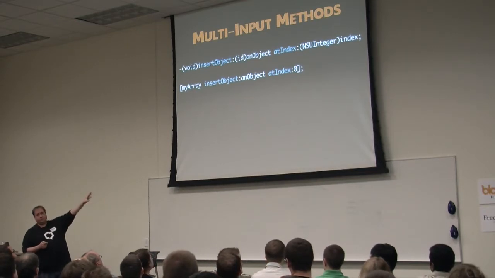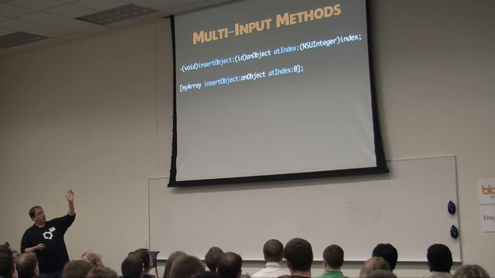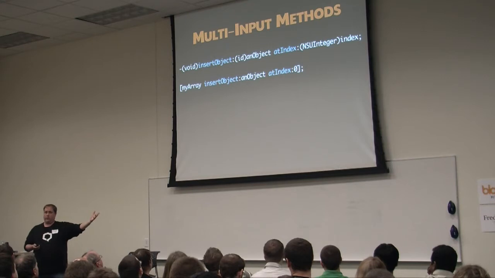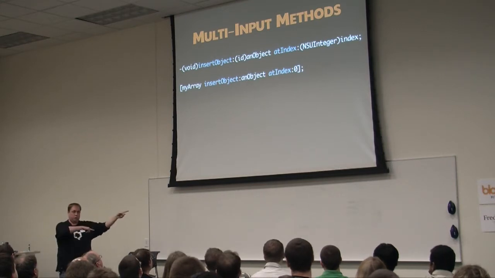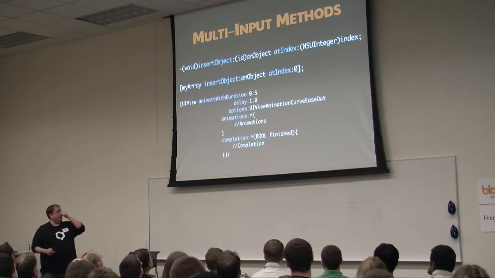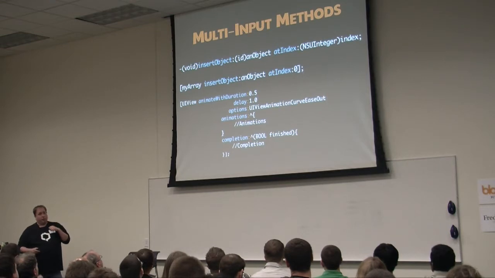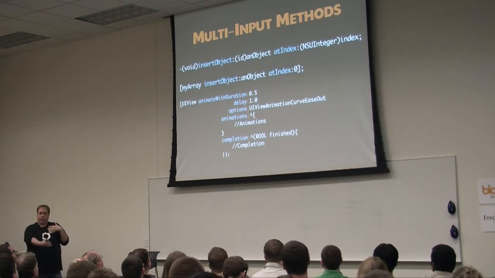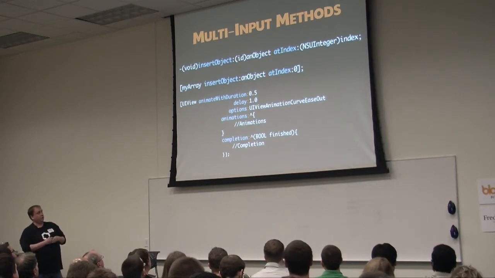So here's how you would call it. Here you've got an array called myArray. Insert object: here's the object we're passing it. At index: here's the index of the array that we want to insert it into. If you have a method with a lot of input parameters, a convention that you'll often see is that they'll align the colons. Like say your method signature has to wrap over a single line. You'll often see this convention where the colons are aligned.